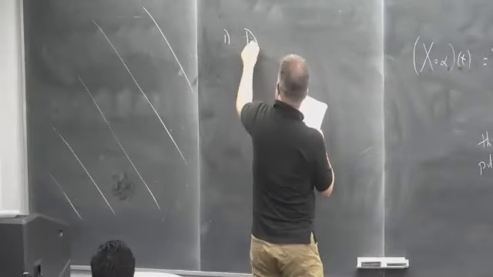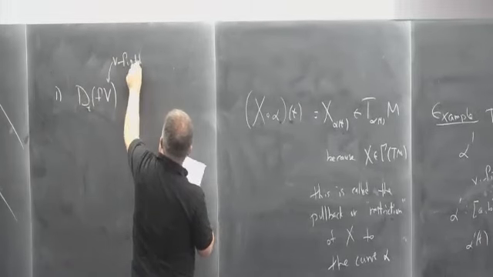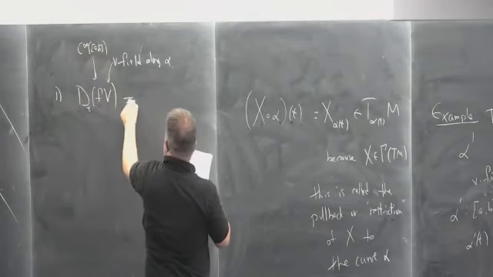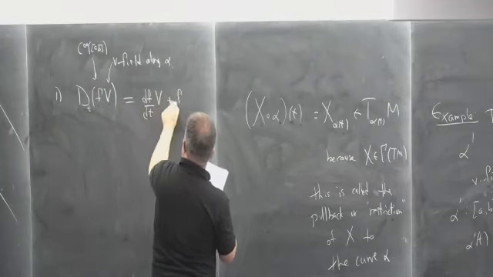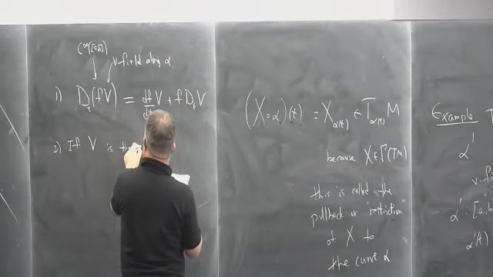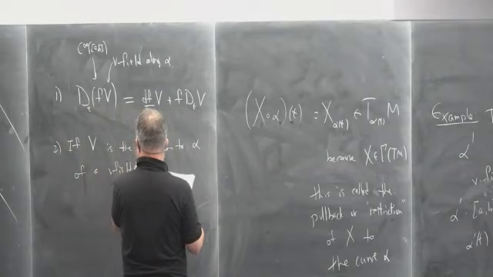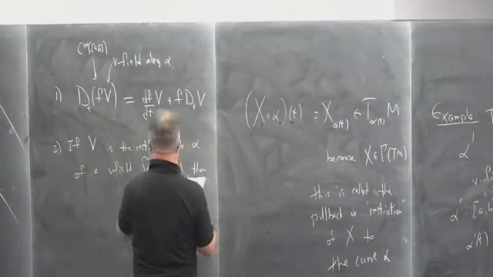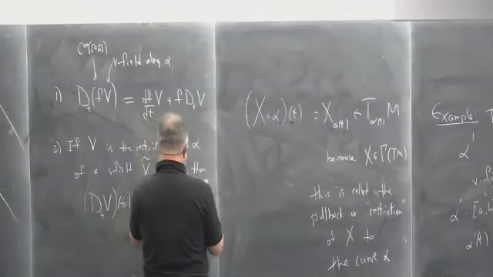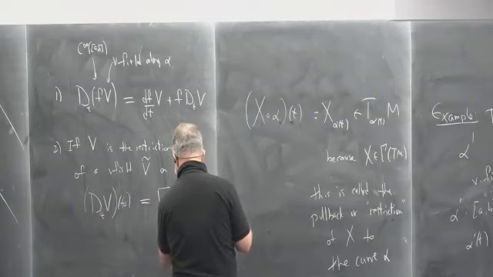Such that, first of all, if I take D_t and apply it to a function times a vector field along alpha, where f is in C infinity of AB, then this is going to be df/dt times v plus f D_t v. This is the Leibniz rule. And two, if v is the restriction to alpha of a vector field v tilde on M, then D_t v, which is a vector field along the curve, evaluated at some point t naught, is equal to the covariant derivative upstairs on M in the direction of alpha prime of t naught of v tilde, for all t naught in AB.